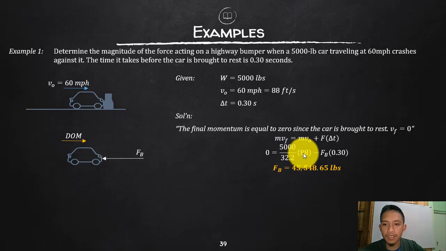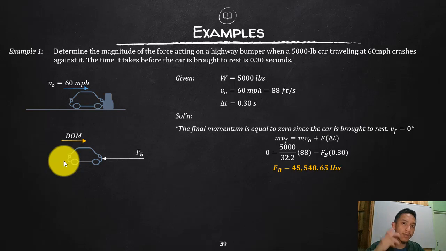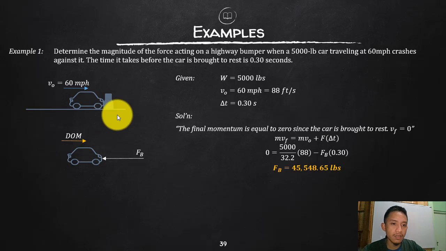And then that is to be substituted here. And then of course, why is it that I made your formula minus FB times 0.03? Because again, your force F there is opposite the direction of motion. So again, we need to follow your sign convention. So the car is initially moving to the right, but of course, it will be stopped by the bumper. So again, your reaction F sub B is opposite the motion. So that is a negative.